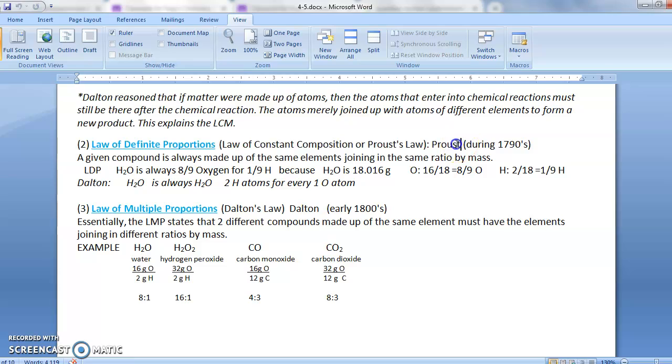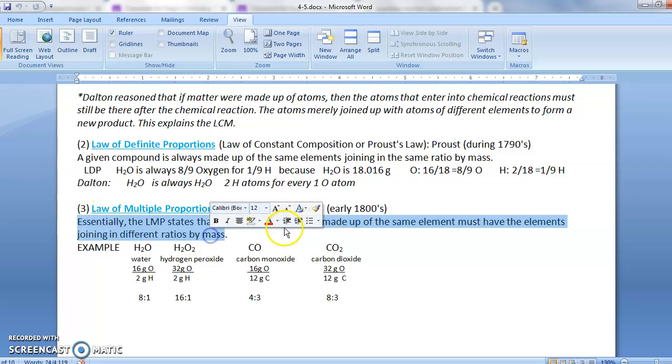Proust actually had the data to prove the law of multiple proportions, but he never really turned his focus that way. Proust was always talking about a given compound, and Dalton realized then that a different compound made up of the same elements as another compound would have to have those elements joining in different ratios. And that's what he said here. The law of multiple proportions says two different compounds made up of the same elements must have those elements joining in different ratios by mass.